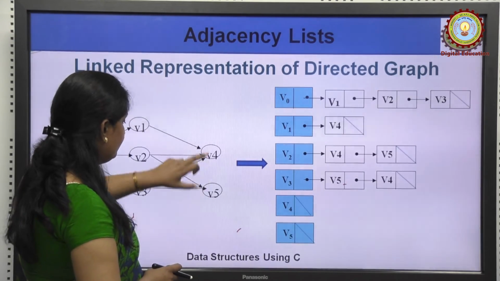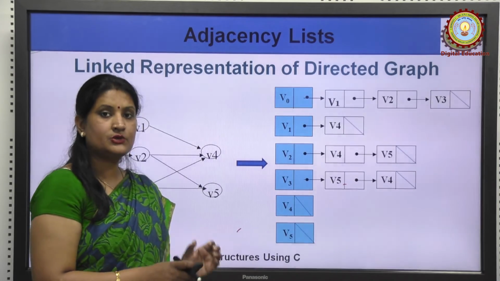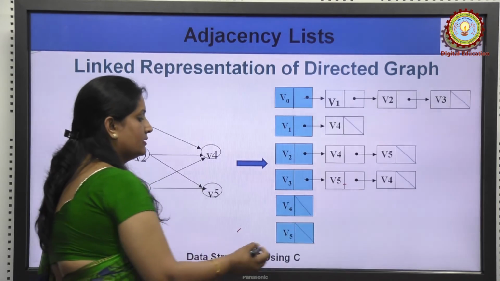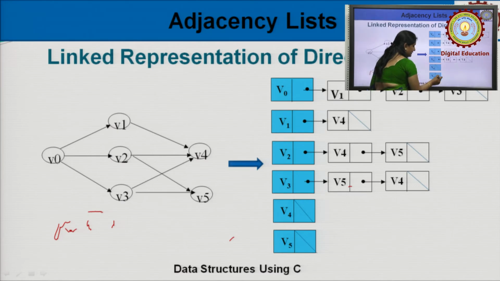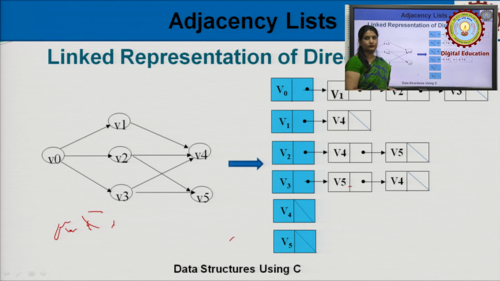Nodes V4 and V5 are not adjacent to any vertex, so their adjacency field will contain the null value. So this is the representation of the directed graph.